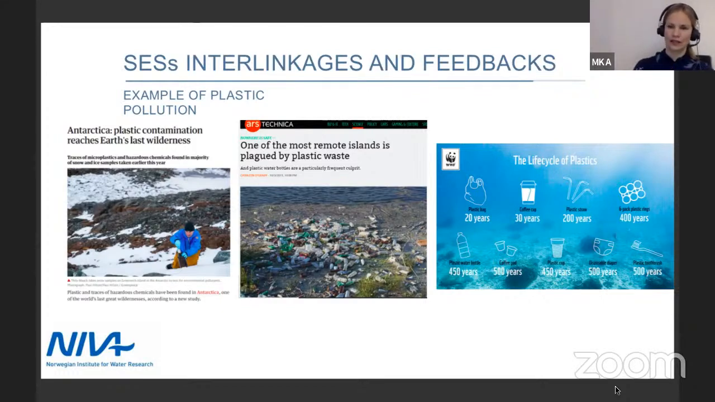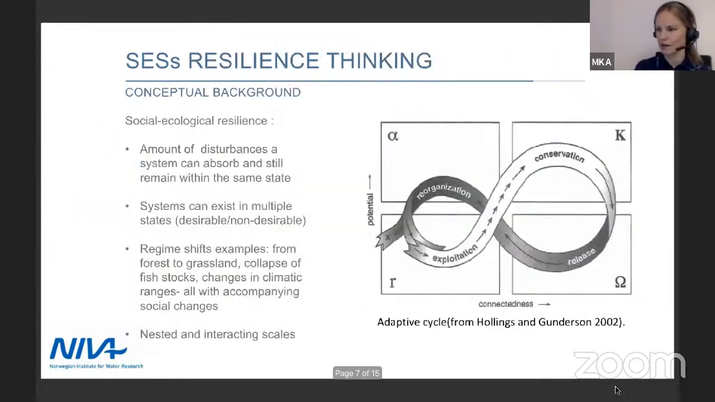Yeah, so this might illustrate how we are interlinked to ecological systems and how ecological systems also affect what we do. So next slide, please.